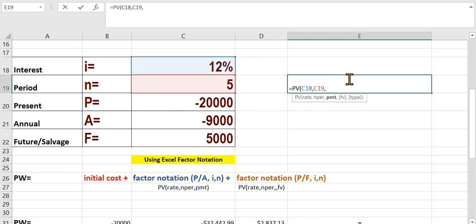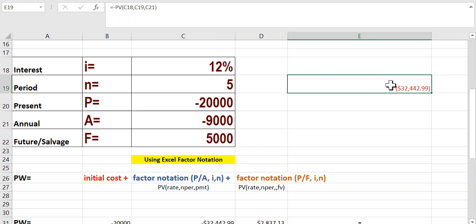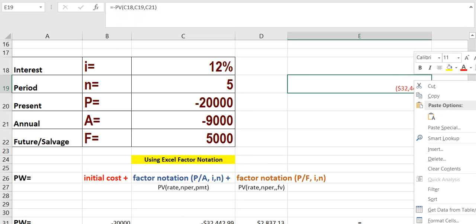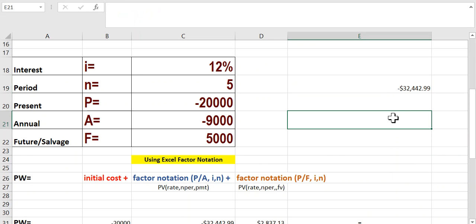What are we trying to do? Are we transferring annual payment to P or future to P? We are doing it for A. So here I need payment. What's the payment? 9,000. And no need for a comma because I'm not using the future value. So we are all set. How much is it? 32,000. Keep in mind, this starts with a negative. You can see it in red and brackets, which means it's negative. All you have to do is go to format cells, if this is easier on you, and you can see it as a negative.